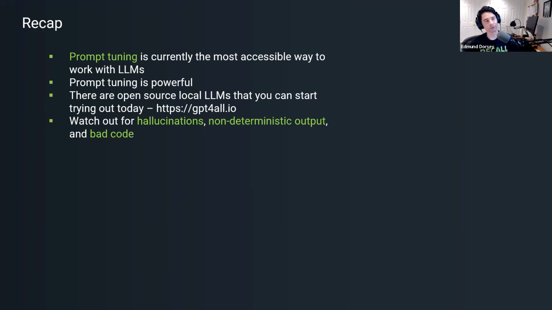There are also open source local LLMs that you can start playing with. Definitely encourage folks to check out gpt4all.io. They have a client actually for macOS, Ubuntu, and Windows that you can download, and you can play around with local models and keep everything local. And then, let's watch out for hallucinations, non-deterministic output, and bad code.